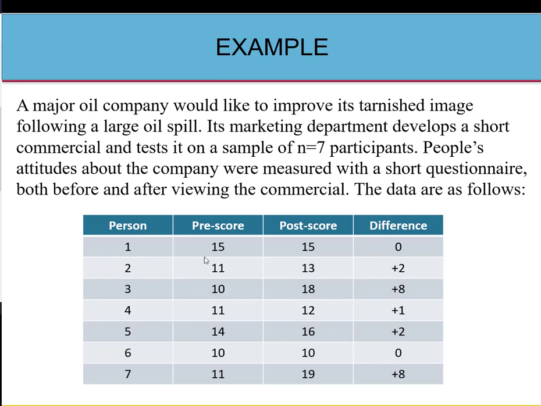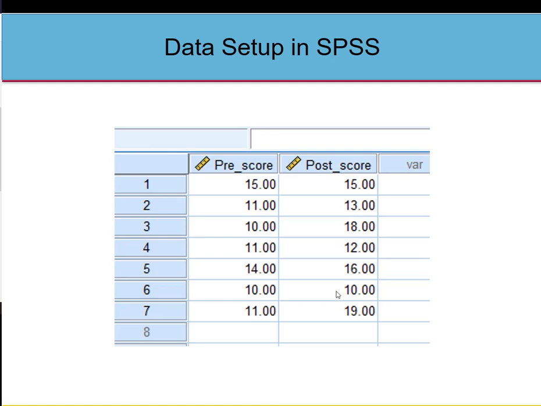So you can see person 1, and they didn't have any kind of impact. The commercial or advertisement didn't have an impact on them. The second one, you could see that they had an improved opinion of the company after seeing the commercial. This guy had a pretty significant improvement. They were all positive. These guys had no change. So the way I enter this into SPSS is I just take the pre-score and the post-score, and there's no categorical variable here for groups because it's the same group of people.